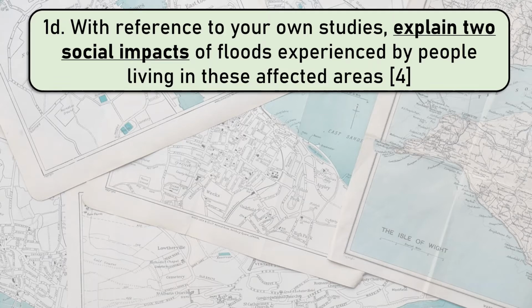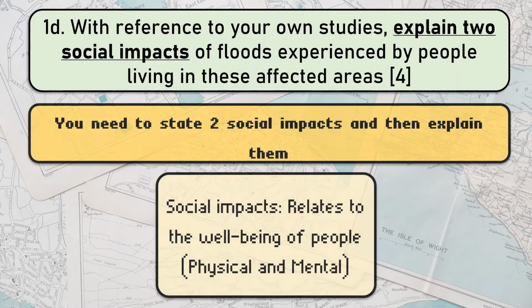There are 2 types of impacts that we have learned in class. Firstly is social impact, secondly is economic impact. So please make sure that you do not confuse these 2. So you need to state to me 2 social impacts and then explain them. So stating is just simply telling me, for example, deaths, full stop. That is stating. Explaining, however, is telling me how do floods actually cause death. So you have to tell me the whole process of how floods lead eventually to death. Alright, so social impacts is basically referring to the well-being of people, and as we have learned, physical and mental well-being are affected when floods happen.